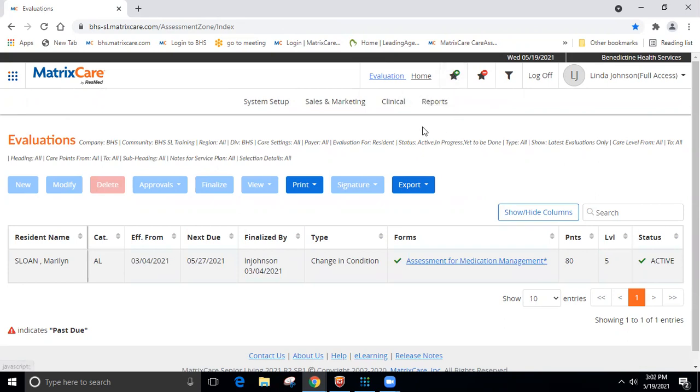You can set your homepage to any of the 4 clinical areas, which is either the clinical notes, the clinical evaluations, the clinical forms, or the clinical service plans. I have mine set to evaluations because that's what I use most.